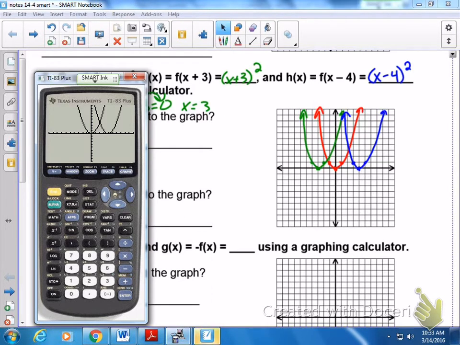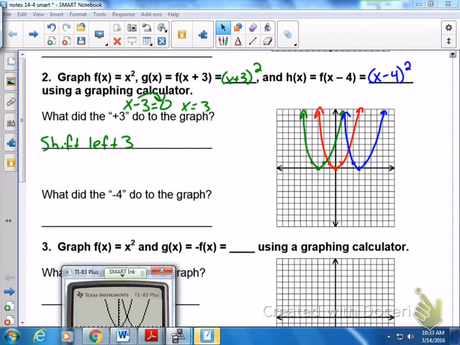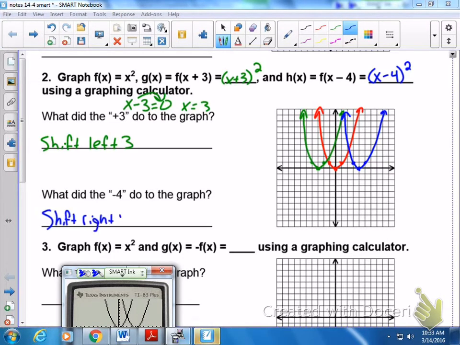Now you can also use your tables to sketch those parabolas. It doesn't matter to me. So on this one, what did negative 4 do to the graph? It was a shift right 4.